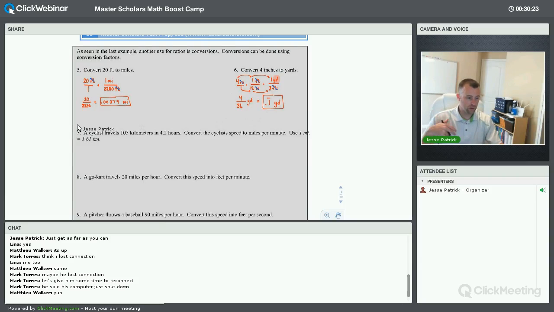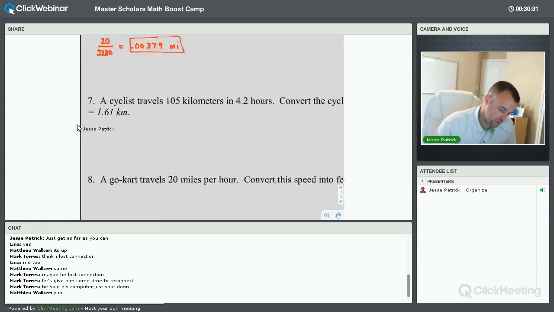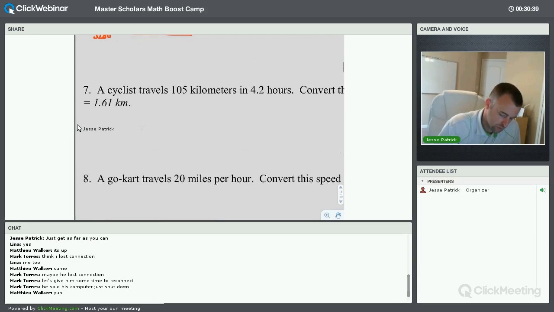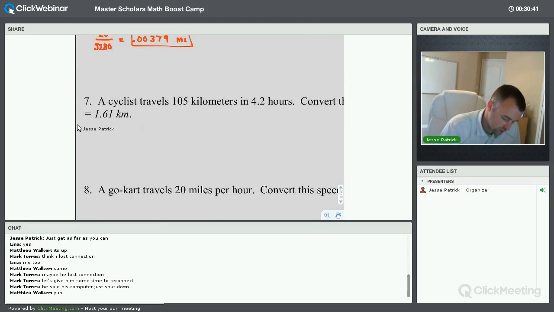So I'm going to go on to number 7. Number 7 is dealing with a rate, but it's a rate in terms of certain units that you'll see. This one says a cyclist travels 105 kilometers in 4.2 hours. Now what we're going to do with these, we have 2 units. What I'm going to do with this one, I'm going to write this as a ratio. It's 105 kilometers per 4.2 hours.